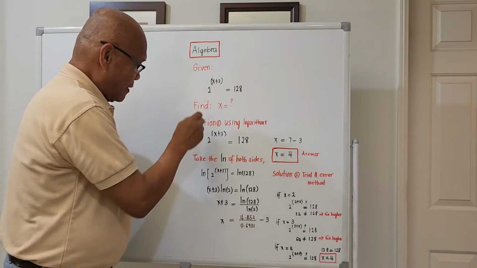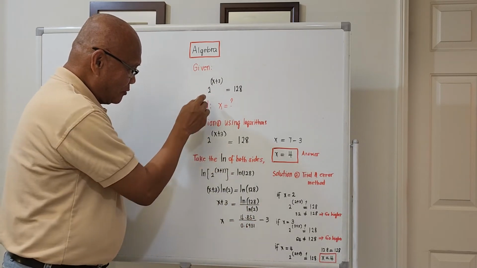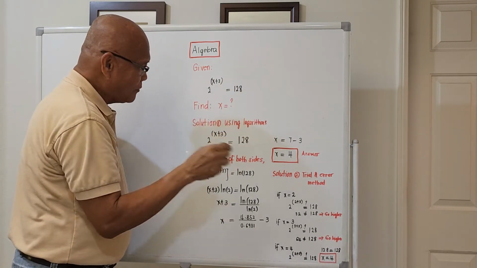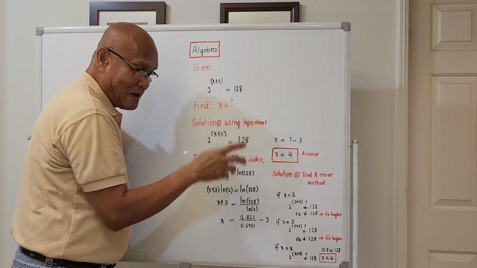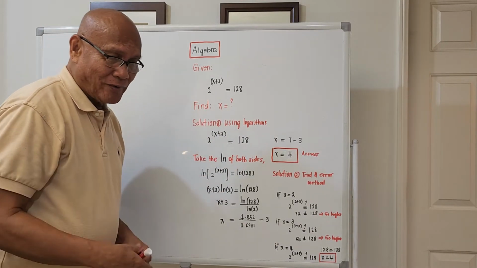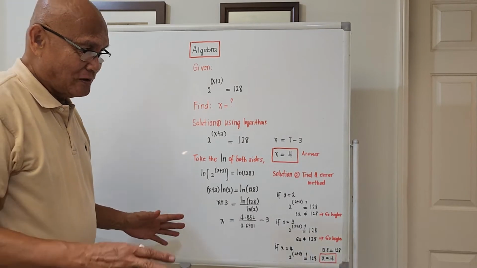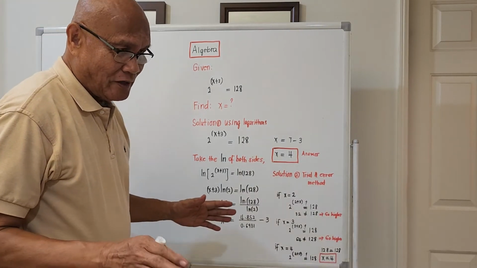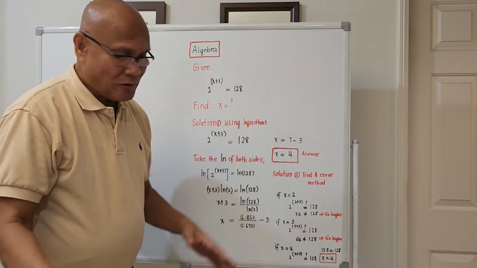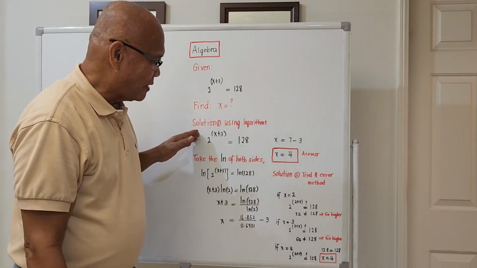Okay? I will repeat the equation. 2 raised to x plus 3 equal to 128, and the problem is asking what will be the value of x. I will present two solutions. Solution number 1 is actually the solution. It's just like if you are in the board exams, okay? The proper solution should be solution number 1.